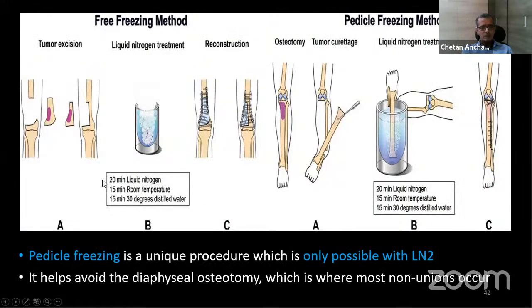So this pedicle freezing is a unique procedure which is only possible with liquid nitrogen. It helps avoid the diaphyseal osteotomy, which is where most of the non-unions occur in these kinds of procedures.